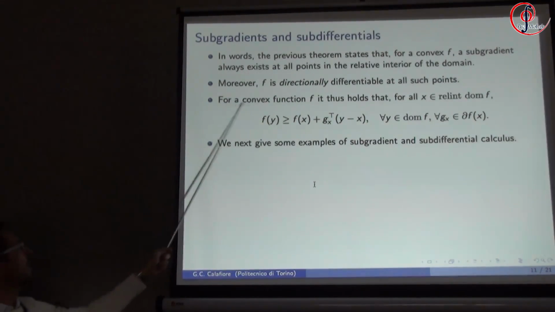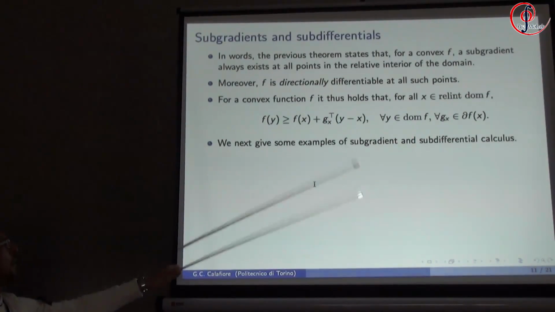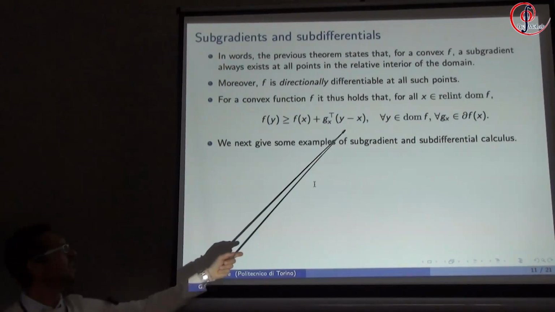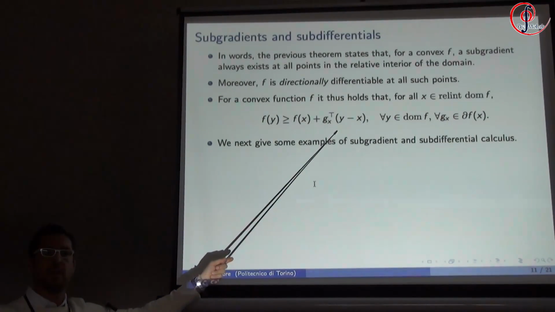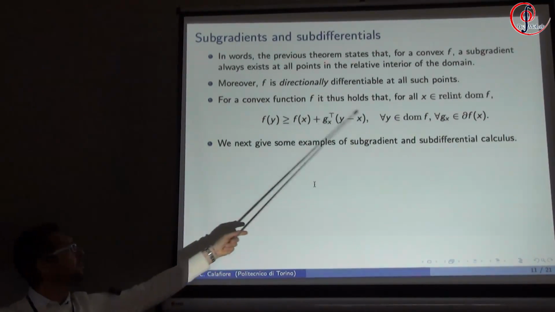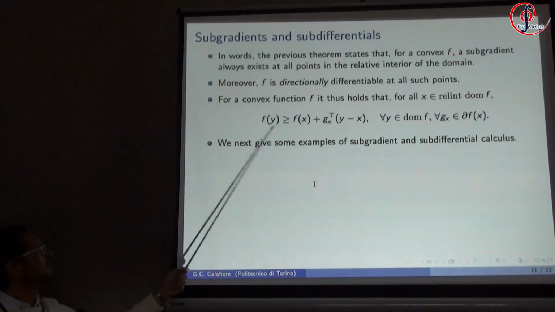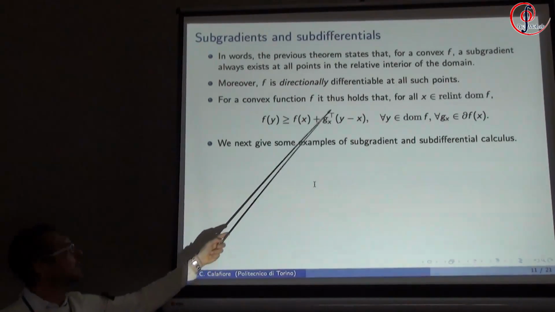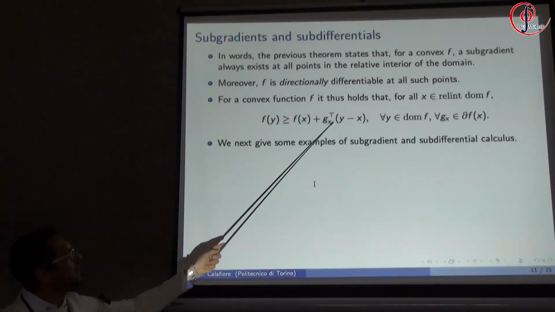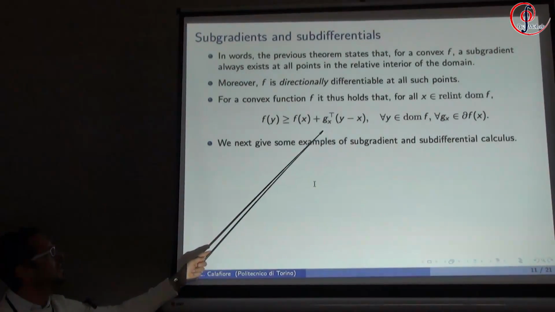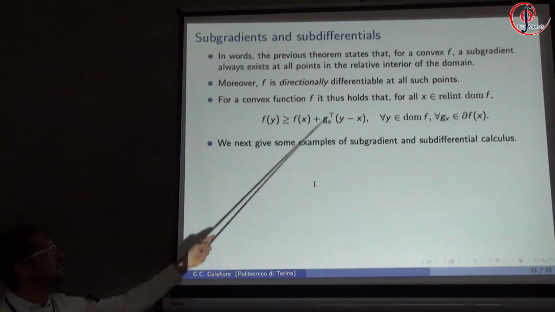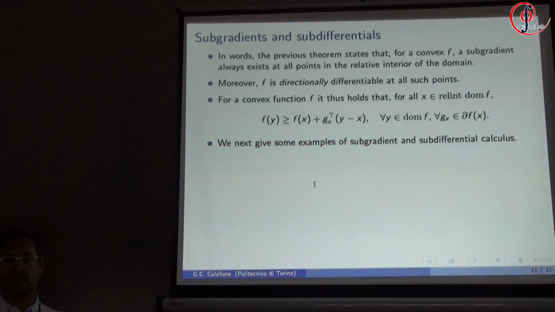Okay, so for a convex function, we have that for all points in the domain, this inequality, which is like the first condition that we stated before for convexity, holds again, provided that instead of the standard gradient, we put here a subgradient of the function. So g(x) is in general a subgradient of the function at x.